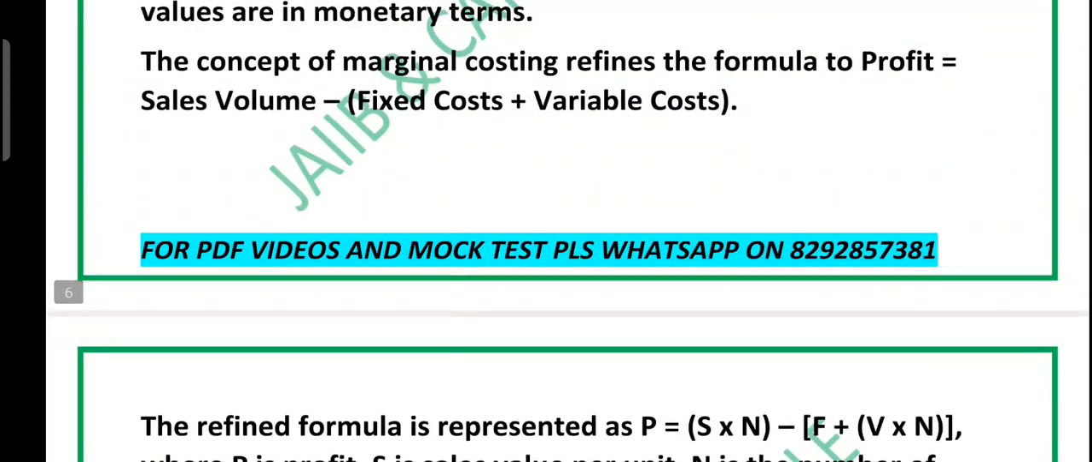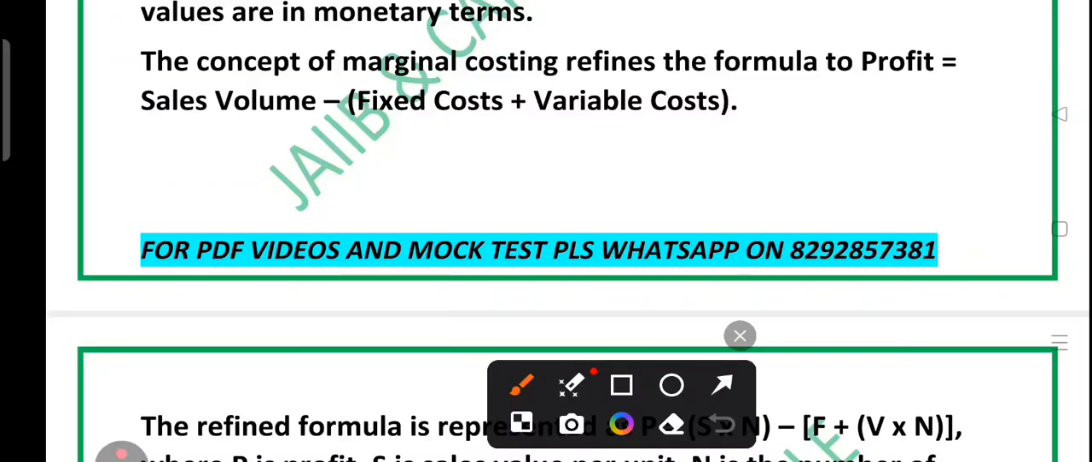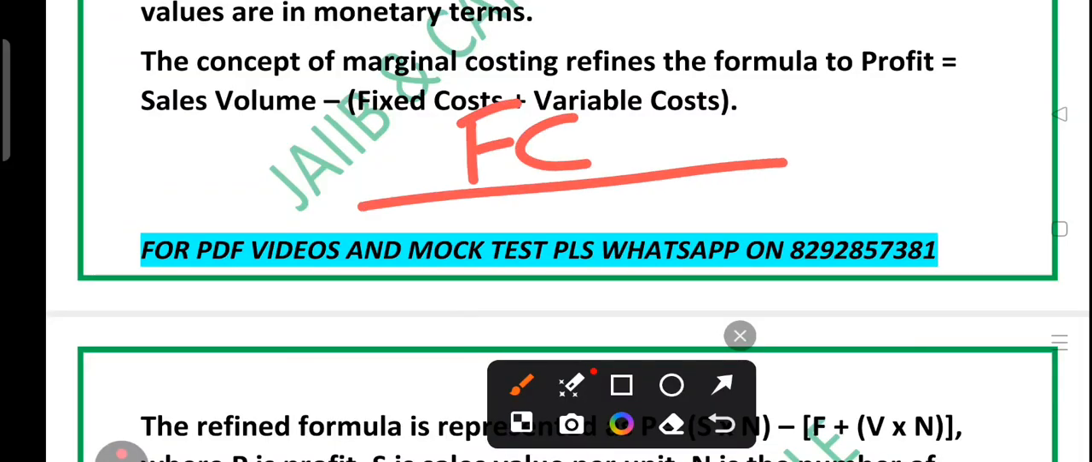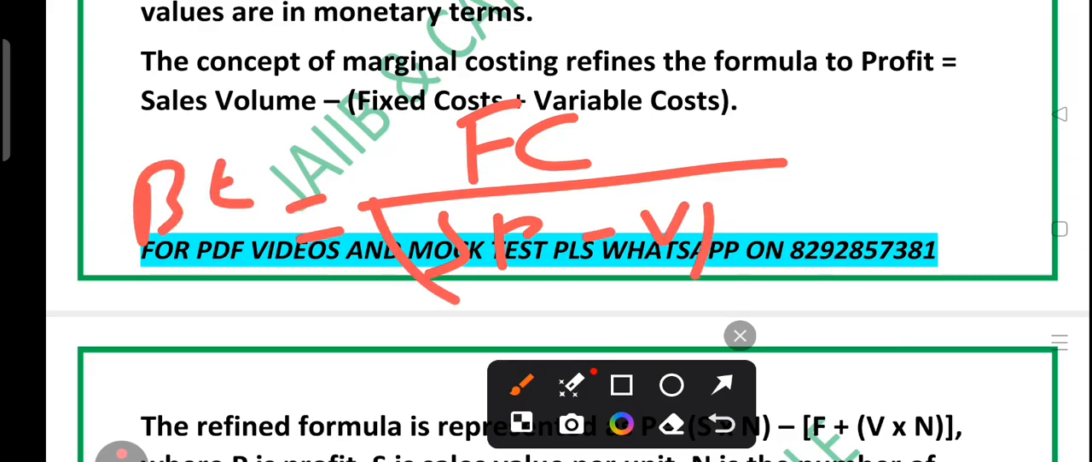What is the break even point formula? You can just write it down like this: fixed cost divided by contribution per unit, or you write it as selling price minus variable cost, right? This is the formula for the BEP, break even point, right?